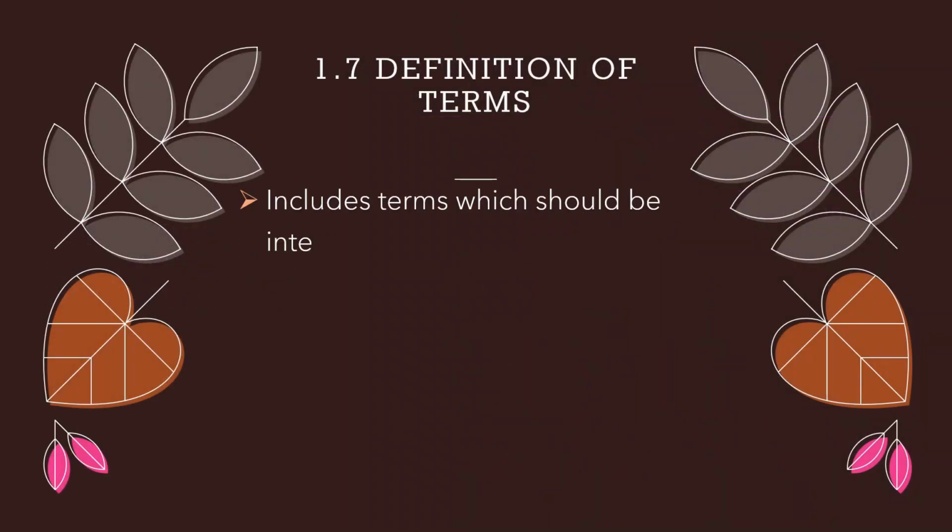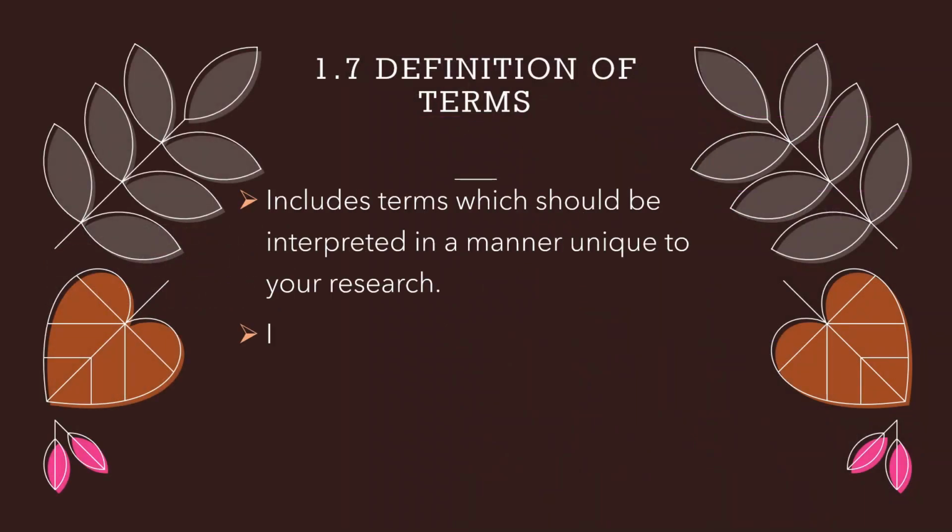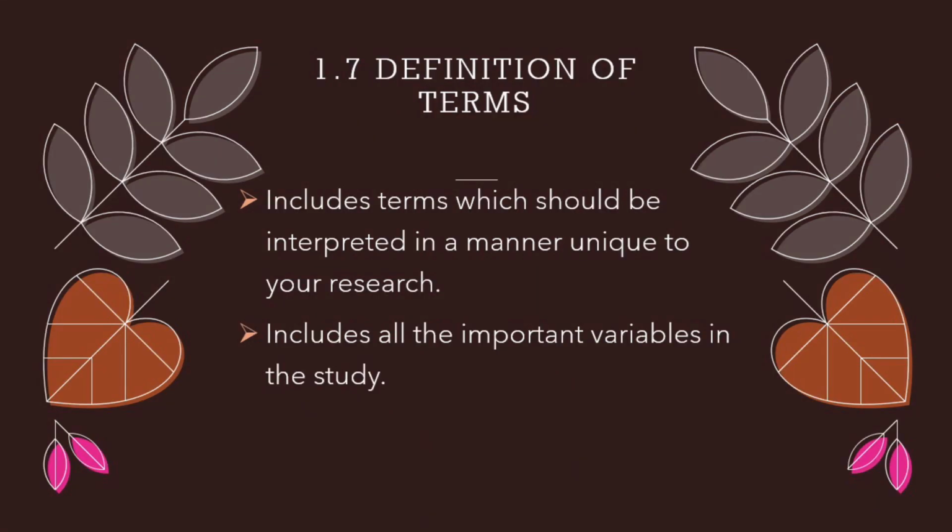Lastly, the definition of terms or 1.7 includes terms which should be interpreted in a manner unique to your research, includes all the important variables in the study. Definition of terms are also referred to as operational definition of terms. Is a brief section consisting of definition of key terms or concepts used in your study.